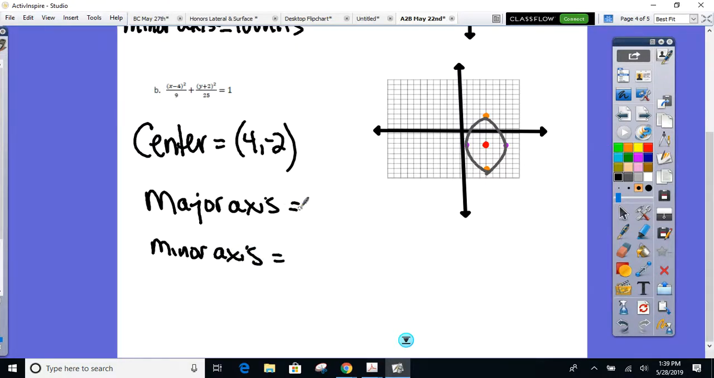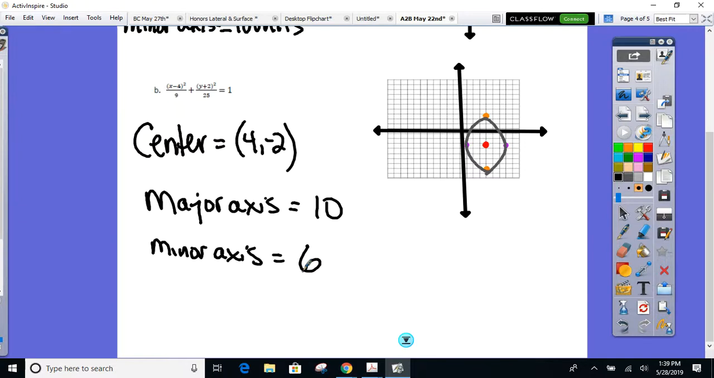How long was the major one? Oh, be careful. How long was the major one? How many units? 5 times 2, right? 10 units. And how about how long was the minor one? 3 times 2, 6. Ask now, because I'm going to a totally different concept next.